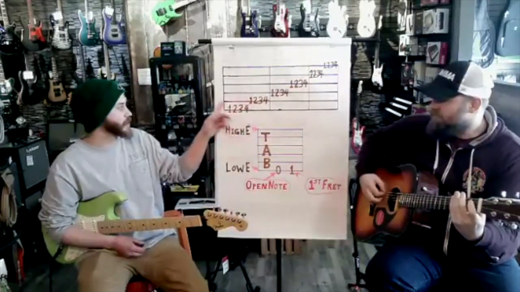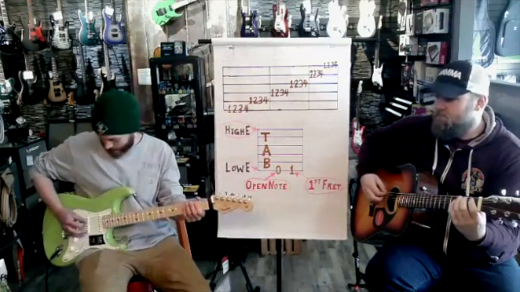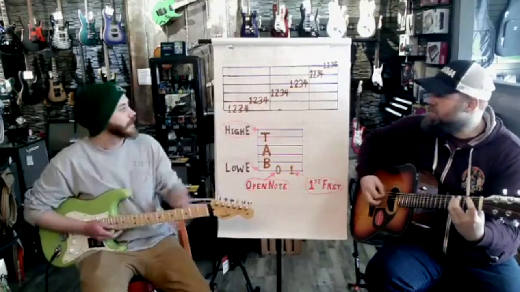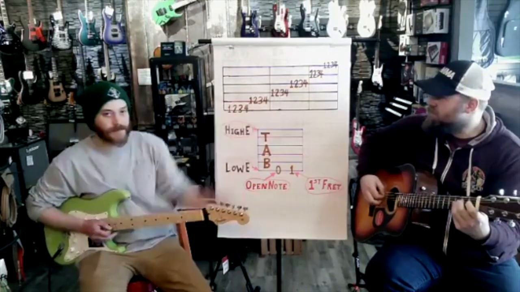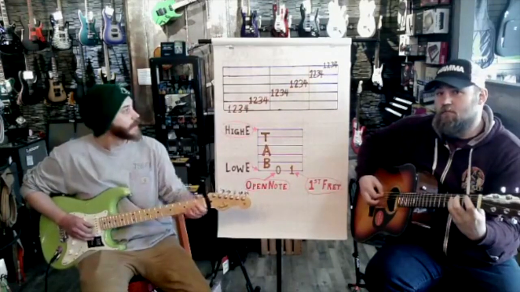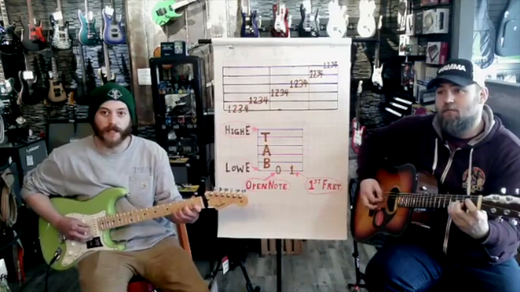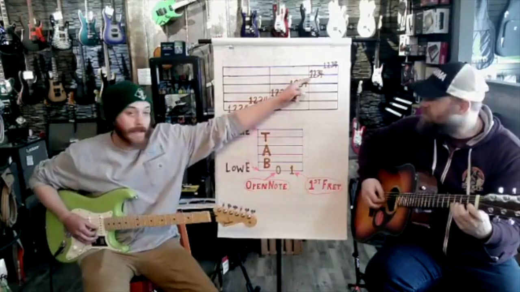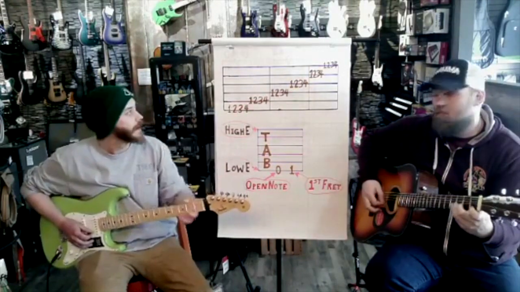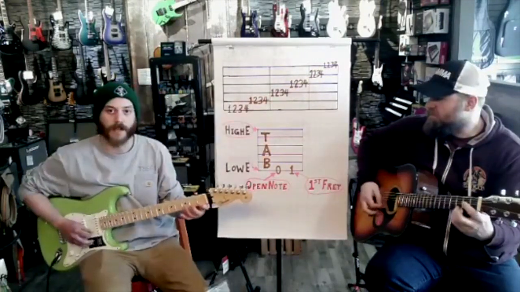Then we'd move on to here. So here's our A string. We have the same thing, 1, 2, 3, 4. We'll go on to the next string. So here's our D. Same idea. 1, 2, 3, 4. Next string, G. 1, 2, 3, 4. B string. 1, 2, 3, 4. And then at the very top here, we have our high E. So 1, 2, 3, 4.